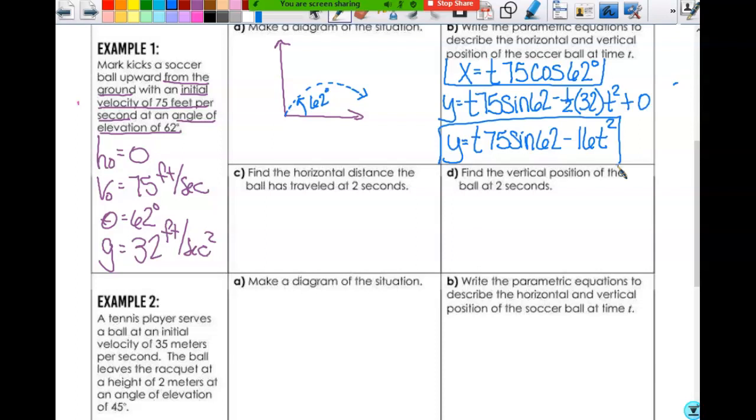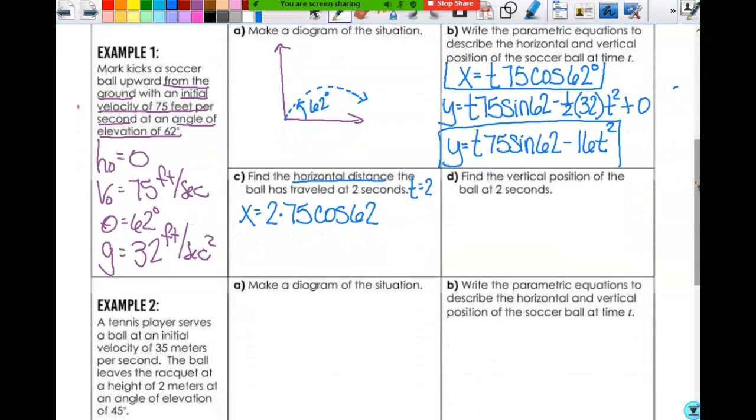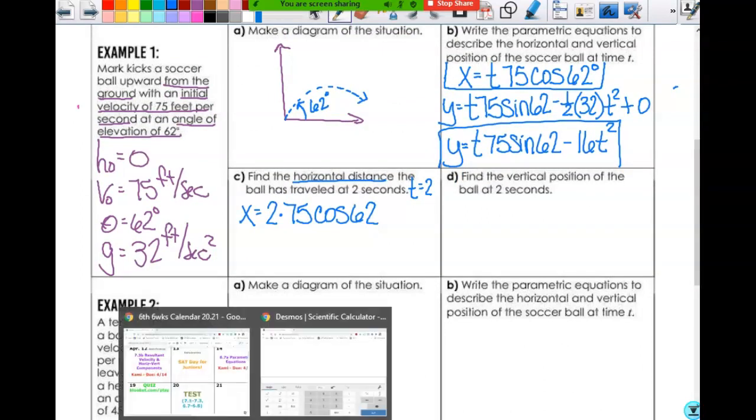Okay, so then we are going to find the horizontal distance when the ball has traveled for 2 seconds. So t equals 2. And I have my equation for that. That's this one. The x is the horizontal. So that means that x equals 2 times 75 times the cosine of 62. Yes, how did you get g equals 32? Right here. Gravitational constant. It's 32 feet per second squared.